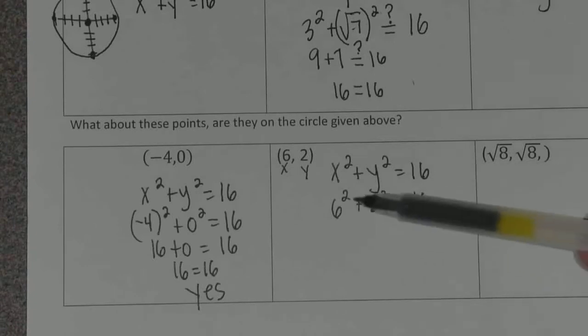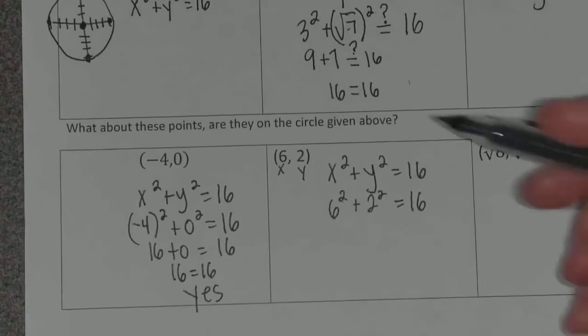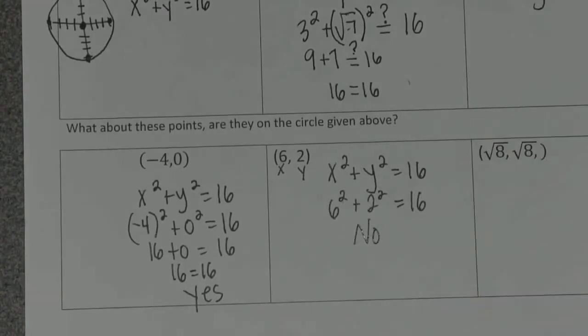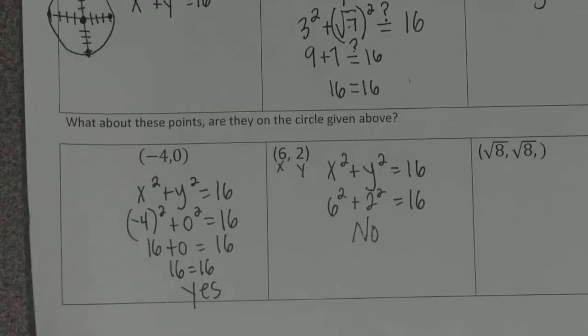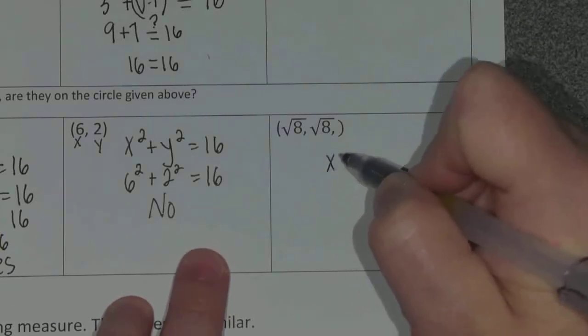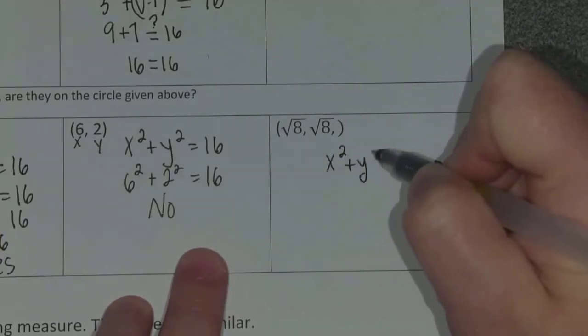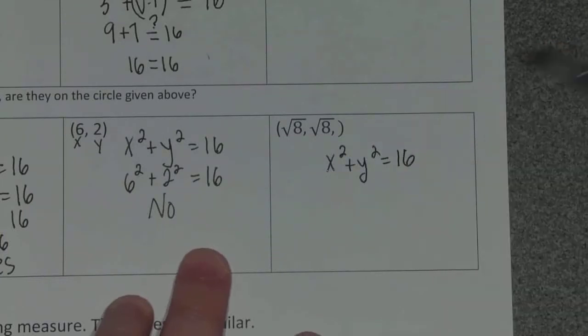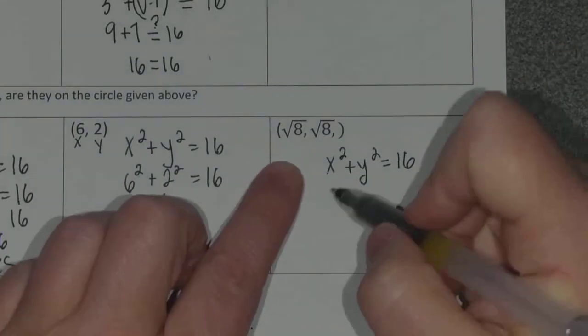No, already too big when you got 36 right there, right? So the answer there is going to be no, that point is not on my circle. Okay, one more time. Square root of 8 and square root of 8 is my ordered pair. My formula or equation of my circle is x squared plus y squared equals 16.